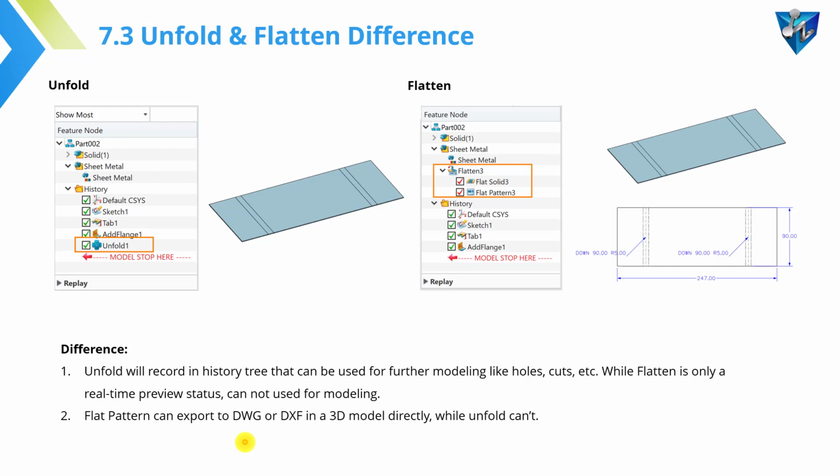The purpose for unfold and flatten is different. As you can see, the unfold is in the modeling steps that can be used for further modeling, like you can create holes or cuts based on it. But for flatten, it's just used for preview the flat result. It's just a status, and it will update automatically once the model is changed. And another difference is the flat pattern can export DWG and DXF in model directly, but unfold cannot do that.